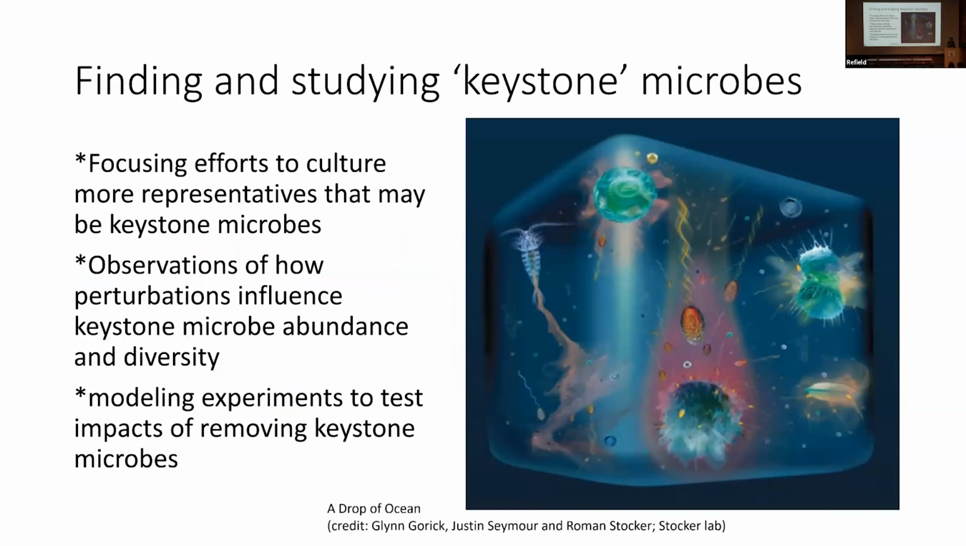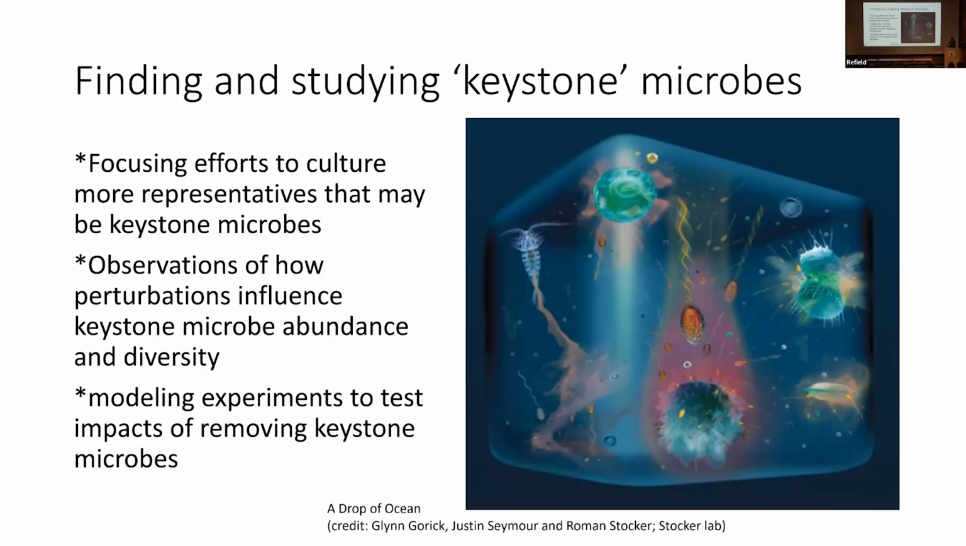All right, so I want to say these are probably not the only two ways to try to solve this problem, but there are some ways that I've been thinking about. As a community, I'd love to have a discussion in our later debate about whether we can identify keystone microbes, and whether we should focus our efforts to culture more representatives that may be keystone members of the ecosystem. That's obviously easier said than done, especially if they are dependent on other organisms.